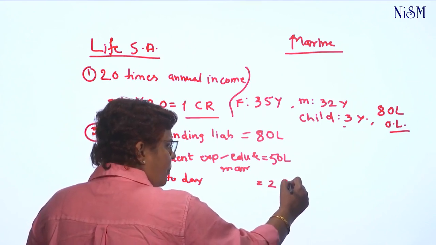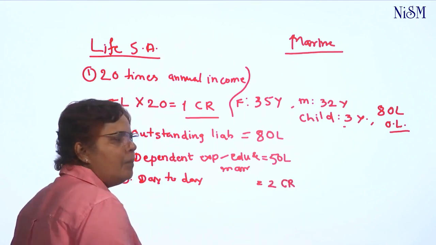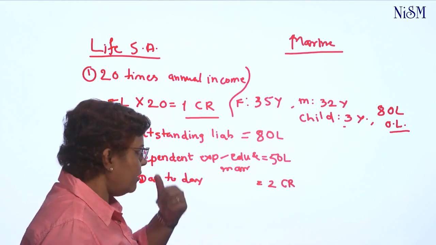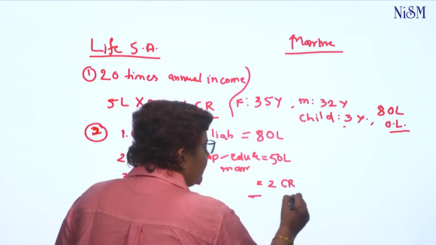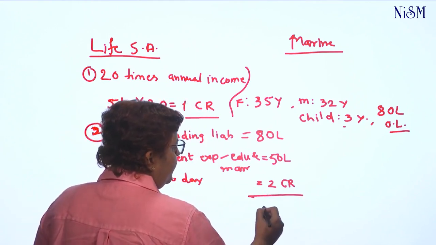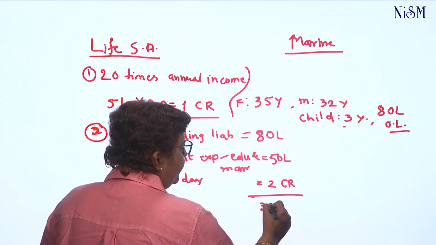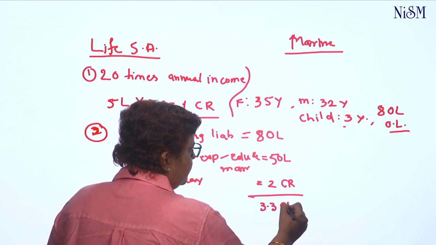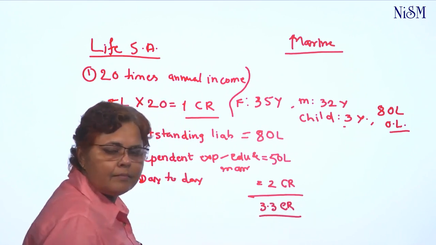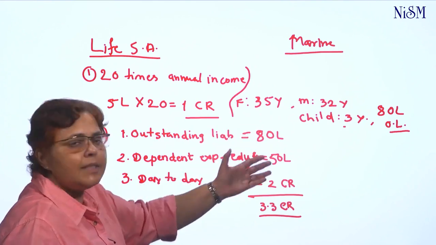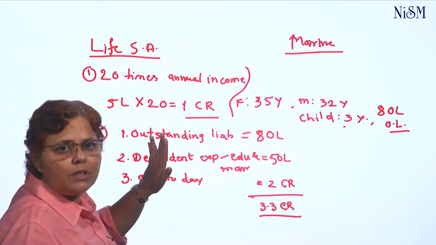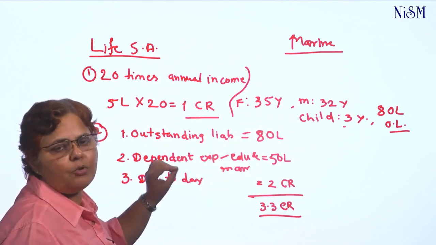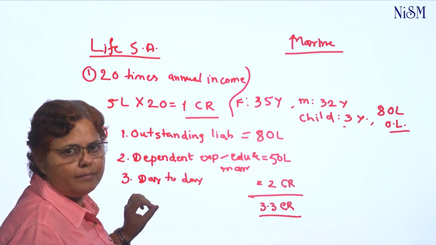Now, there are proper ways of calculating all this, but we are just taking a ballpark figure. So, total sum assured for him will be around 3.3 crores, depending on his life situation. So, this is how the life insurance sum assured has to be calculated properly.